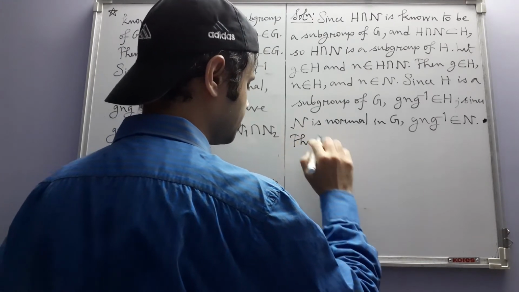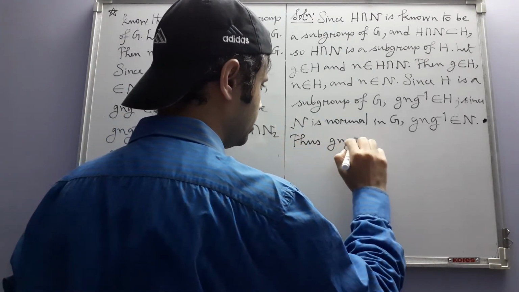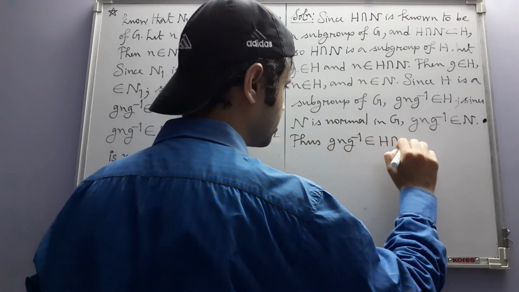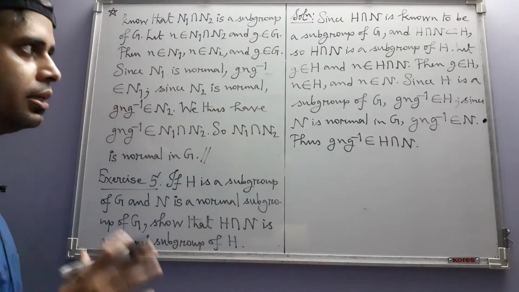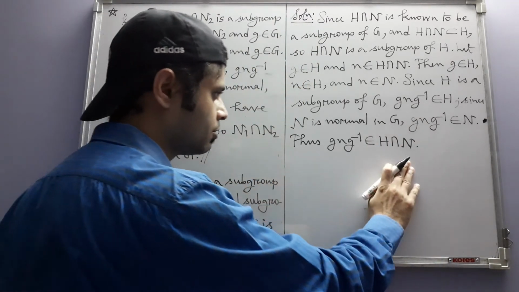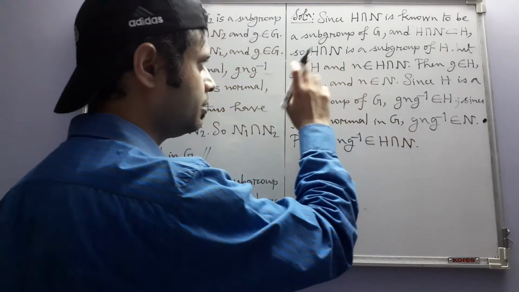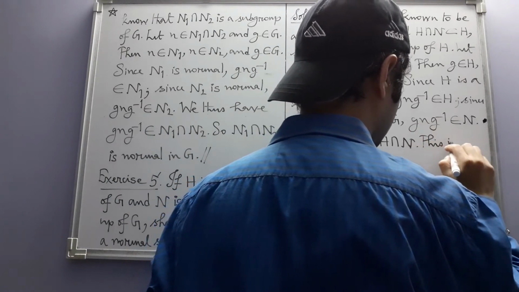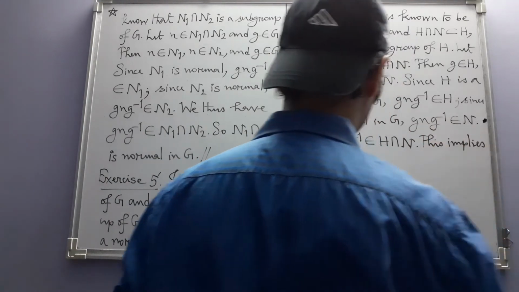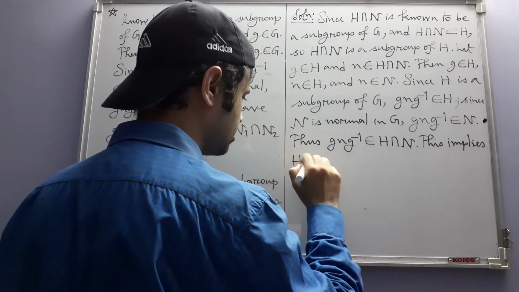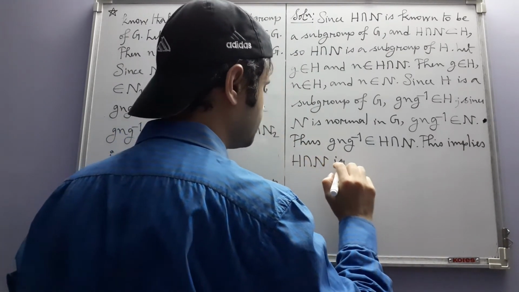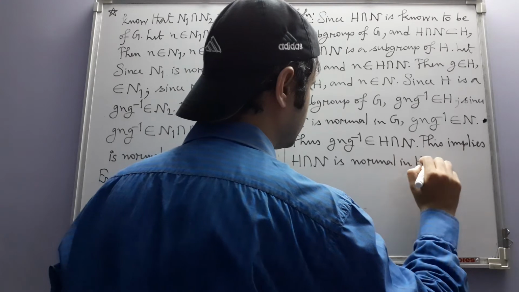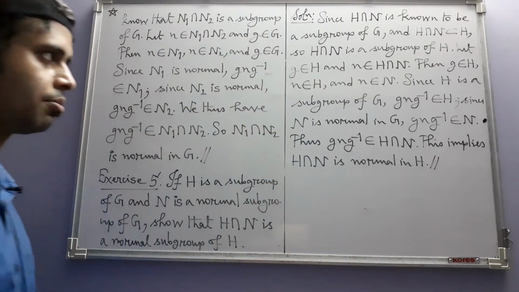Thus g n g inverse belongs to both H and N, so it belongs to their intersection. So that's it. That's what we needed to show in order to conclude that this is normal in H. This implies H intersection N is normal in H. So this completes the solution.